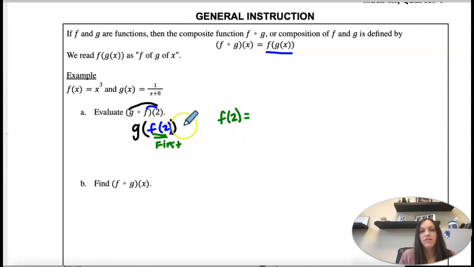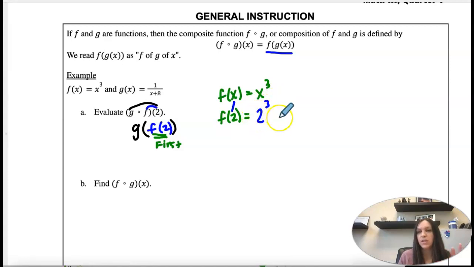So remember, to find f of 2, I need to look at f of x. F of x is x cubed. See how we replaced x with 2? We're going to do the same thing. We're going to replace this x with 2. So I have 2 cubed, which is 2 times 2 times 2, which is 8.